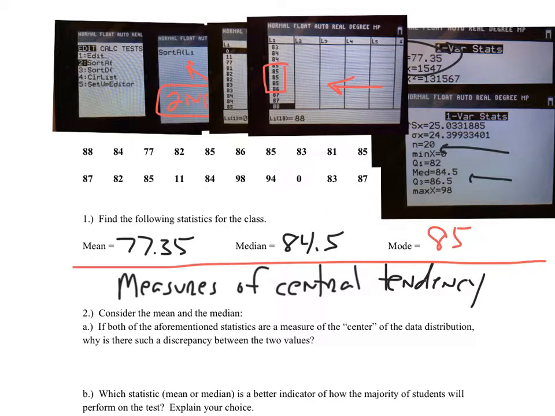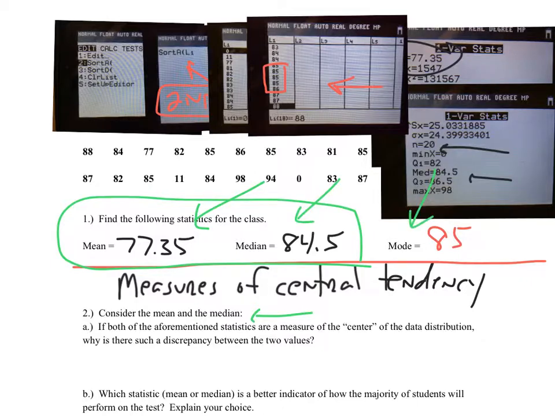So now for number 2, it's asking you to consider the mean and the median. If both of these statistics are the measure of center, because in statistics, the mean, the median, and the mode are considered the 3 measures of central tendency, the measures of the center of the data, and each has strengths and weaknesses, why is there such a discrepancy? Here the mean is 77.35, the median is 84.5.